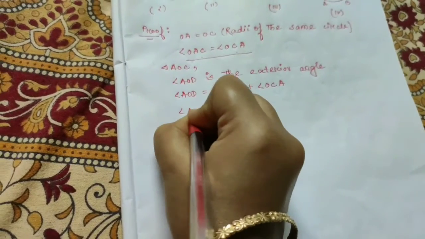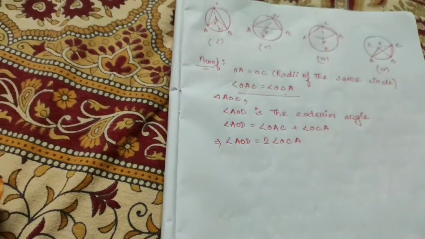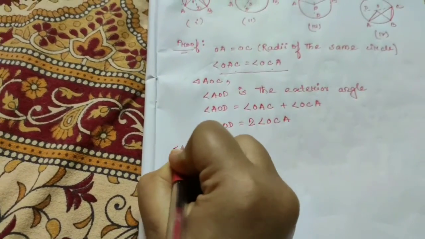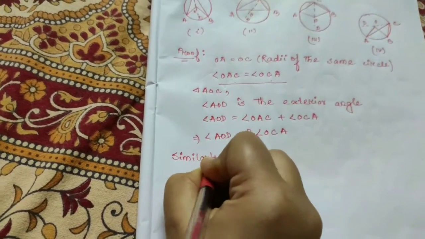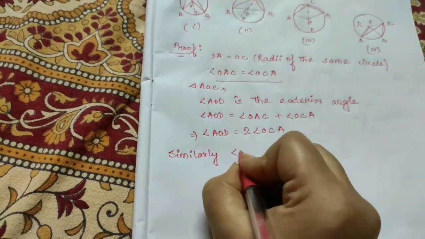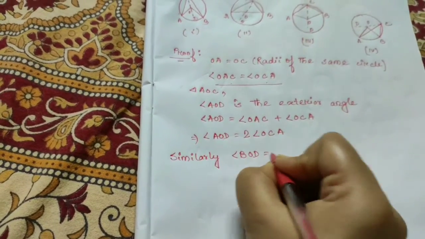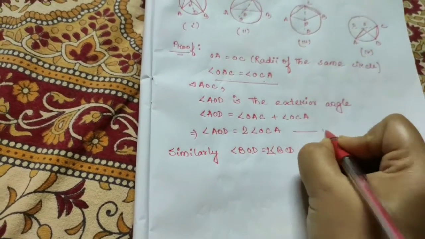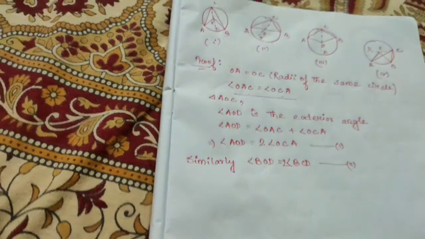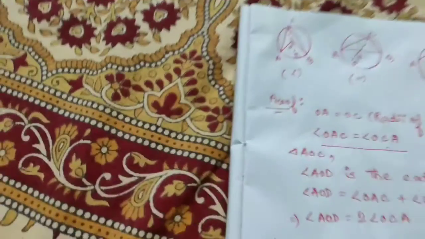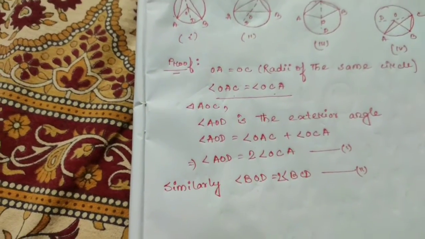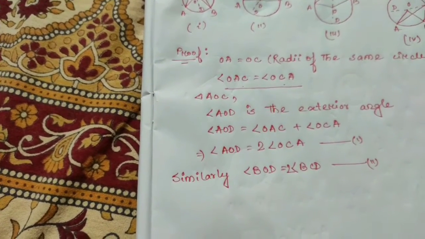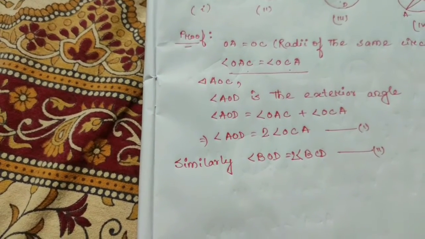Then I am getting AOD is equal to twice of OCA. Angle AOD is equal to twice of angle OCA. Similarly, we can prove angle BOD is equal to twice of angle BCD. This one is equation 1 and this one is equation 2. Angle AOD is equal to twice of angle OCA and BOD is equal to twice of angle BCD.